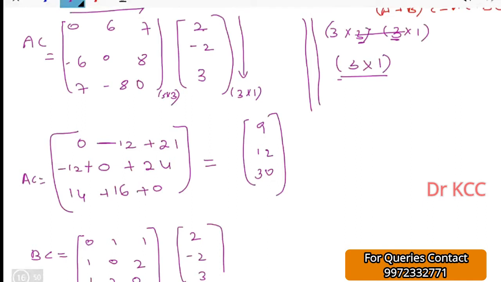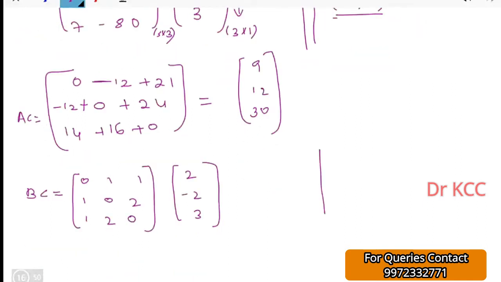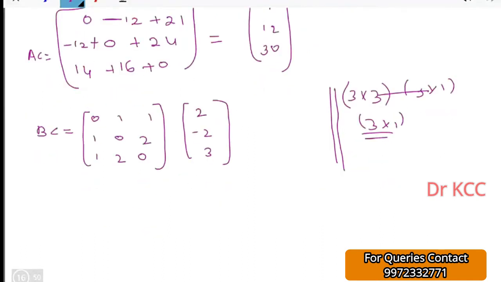Again work out for the order. First matrix the order ಎಷ್ಟಿದೆ? 3 into 3. C matrix it is 3 into 1. Therefore the order of the new matrix will be 3 into 1. Right? Now start multiplying. First row, first column.